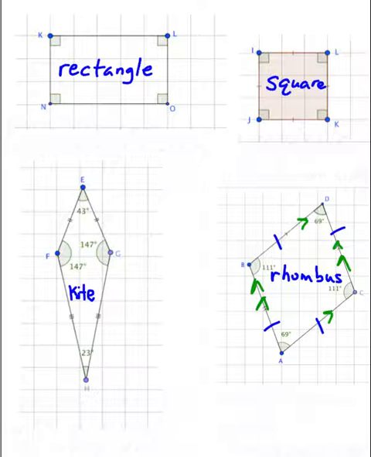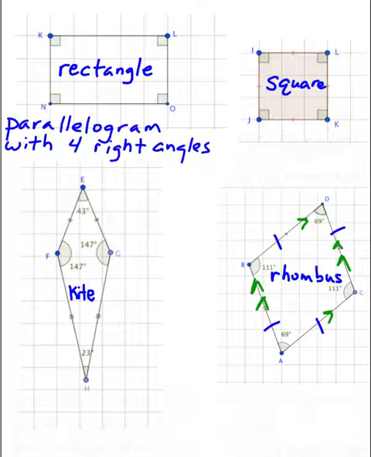All right, I'm going to do this with you. A parallelogram with all right angles. Okay, yeah, that ought to do it. So it's a parallelogram with 4 right angles. So any quadrilateral that's a parallelogram with 4 right angles would be a rectangle. That's why a square is considered to be a rectangle.